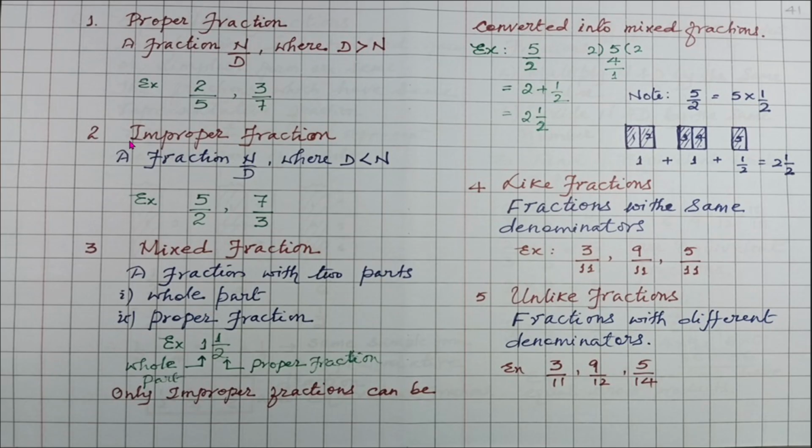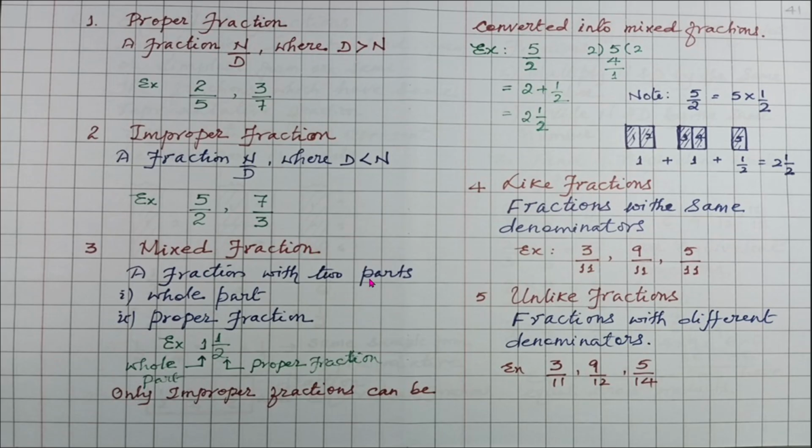Now the second one is the improper fraction. A fraction n upon d is an improper fraction if d is less than n, or the numerator is greater than the denominator. For example, 5 upon 2 is an improper fraction because 5 is greater than 2. That means the numerator is greater than the denominator. 7 upon 3 is an improper fraction because 7 is greater than 3. Now let us talk about mixed fraction.